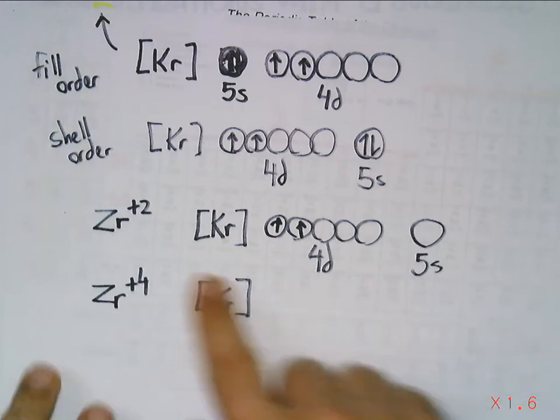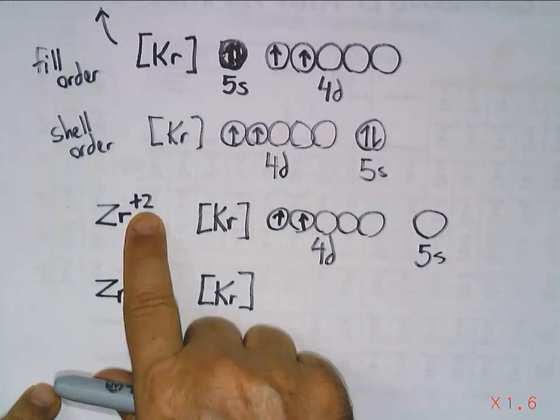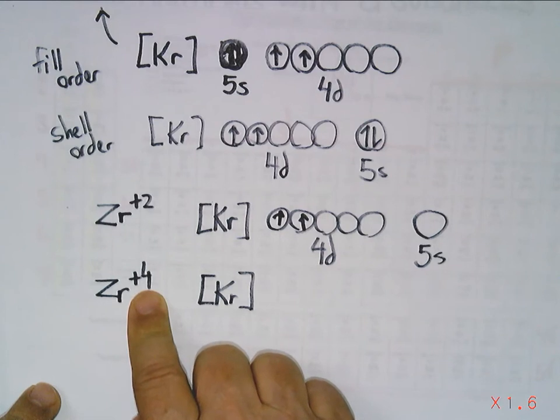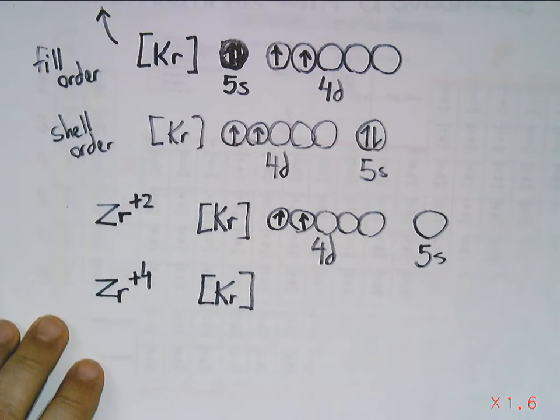So you're starting to see some of the things that we can do with these configurations. What we did here was we predicted what the most common charges for ions of zirconium should be. Then we could go and do experiments and see if that's true. So we can make predictions with these electron configurations. Now let's do one more.